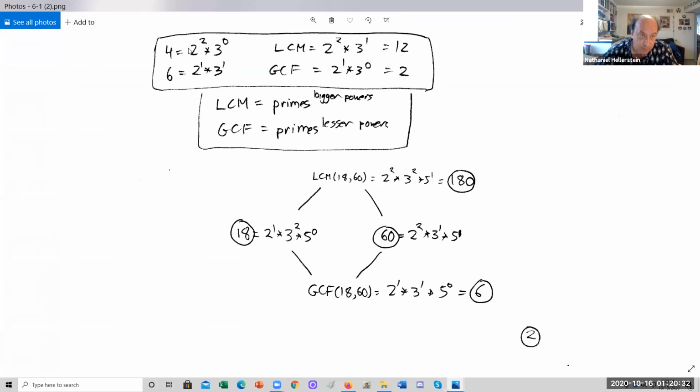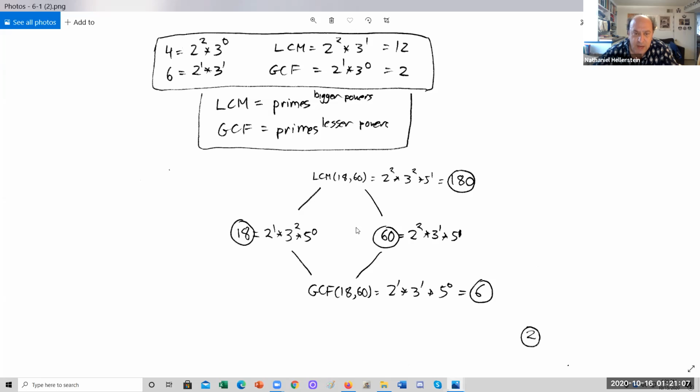All right, so for example, 4 is 2 to the second times 3 to the 0. 6 is 2 to the first times 3 to the first. The least common multiple is 12, which is 2 to the second times 3 to the first. Of the powers 2 squared and 2 to the first, use 2 squared. Of 3 to the 0 and 3 to the 1, use the bigger one, 3 to the first. Greatest common factor uses the smaller of the two powers: 1 and 2 for 2 uses a 1, 0 and 1 for 3 uses a 0. So LCM is primes to the bigger powers, GCF is primes to the lesser powers.